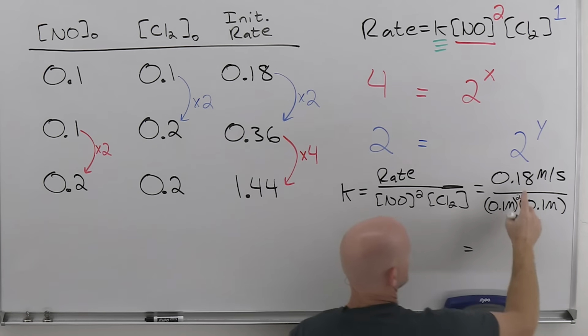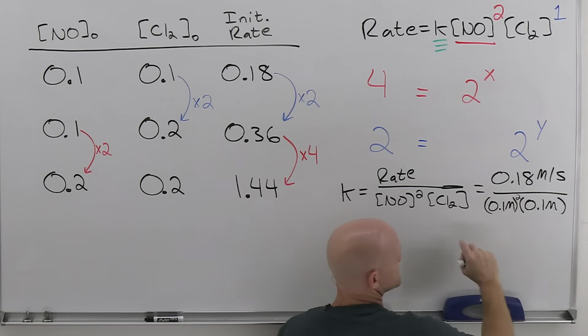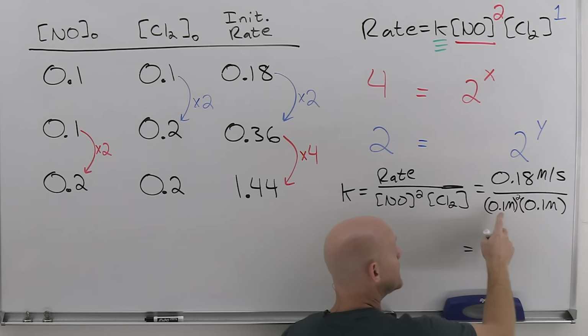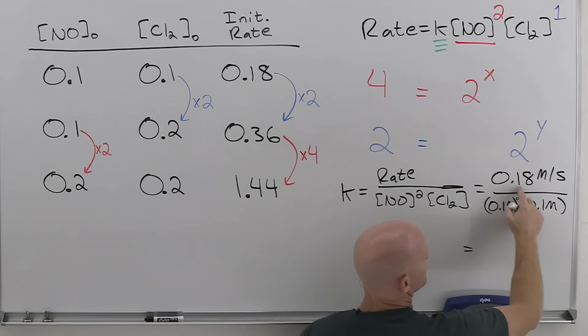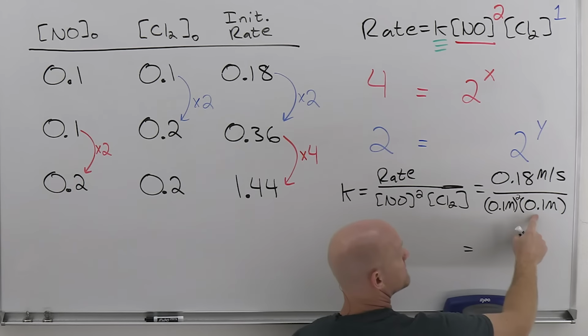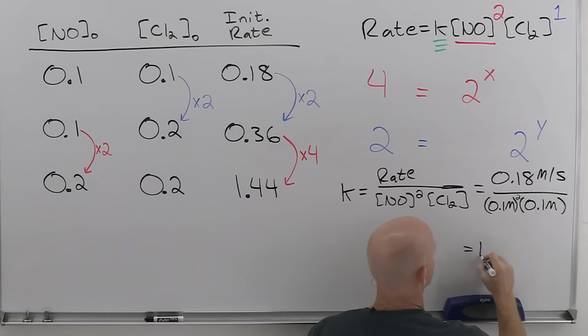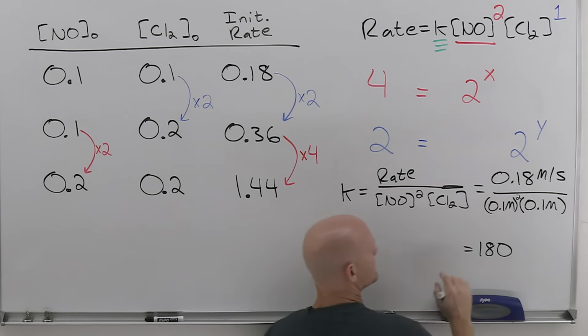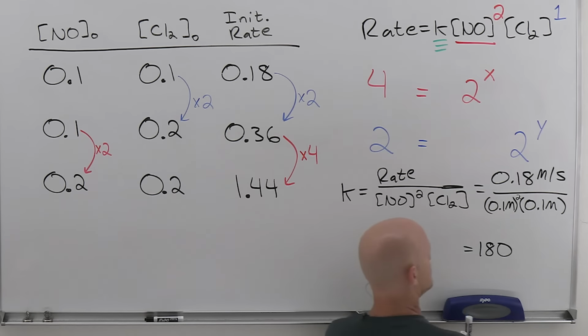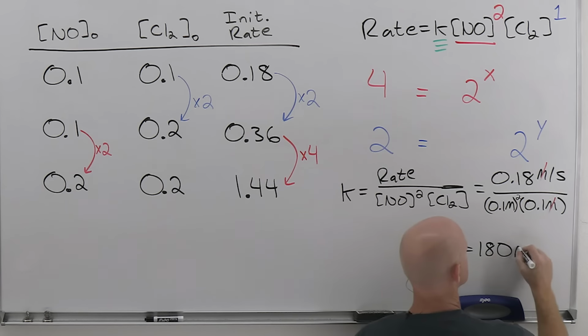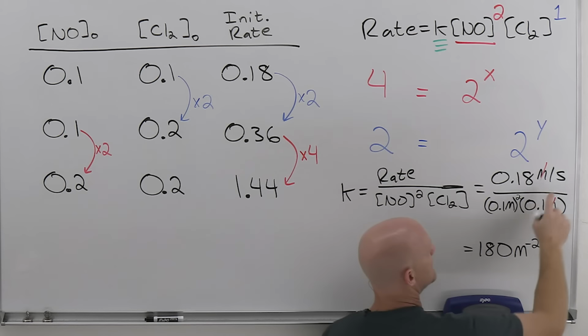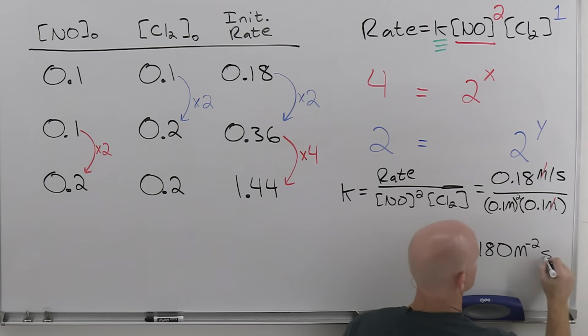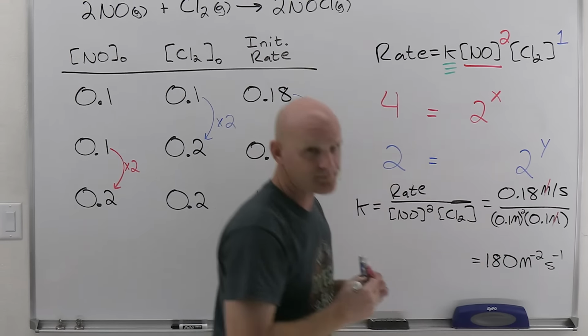And so if you look, we're dividing by 0.1 squared, which is the same thing as dividing by 0.01, which is the same thing as multiplying by 100. And multiplying by 100 would get this to 18. Dividing by another 0.1 would be multiplying by another 10, gets us to 180. And if you look at how the units work out, one of these molarities is going to cancel, but the other two aren't. And so we got a molarity squared on the bottom, and 1 over molarity squared is more commonly in these kind of cases going to be written as M to the minus 2, and then a per second is the same thing as seconds to the minus 1.